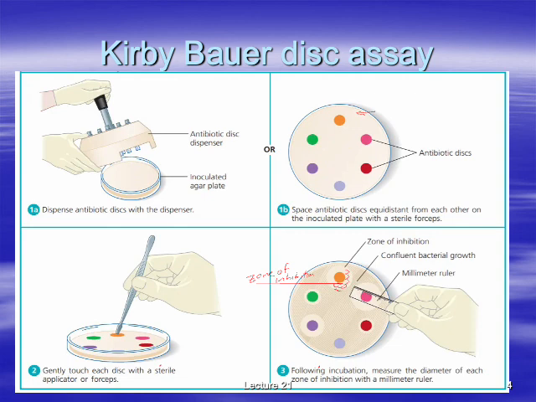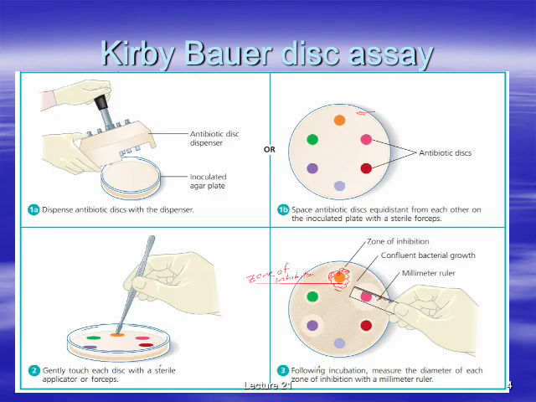So they've all been killed in this area. All right. And if you want to put a number on it, you can actually measure the diameter. So the larger the diameter from here to here, that means the greater the zone of inhibition, the more the bacteria are sensitive to that antibiotic.